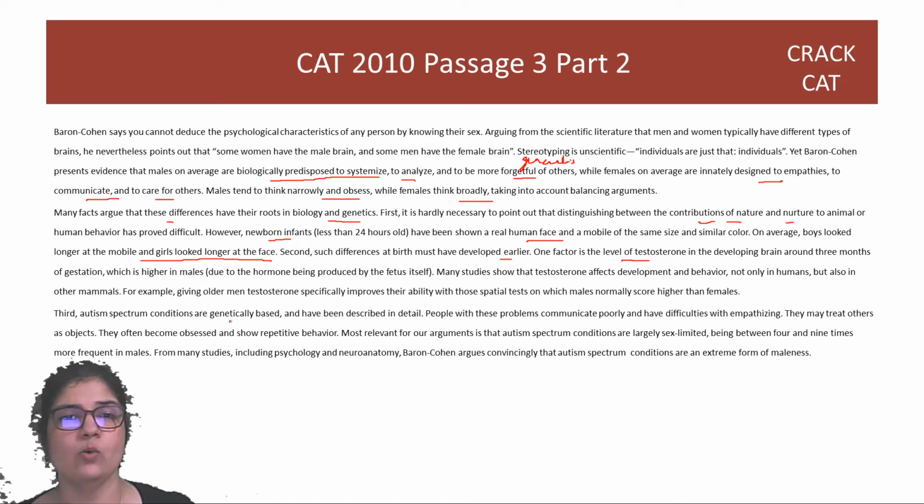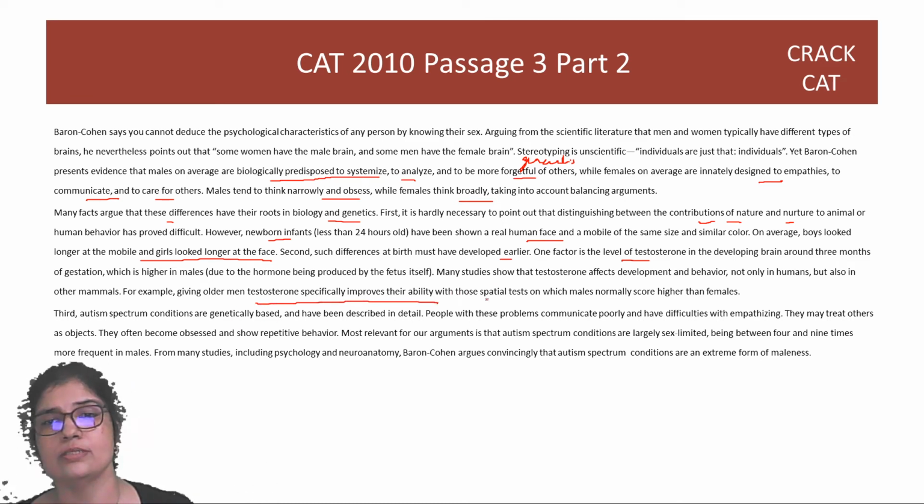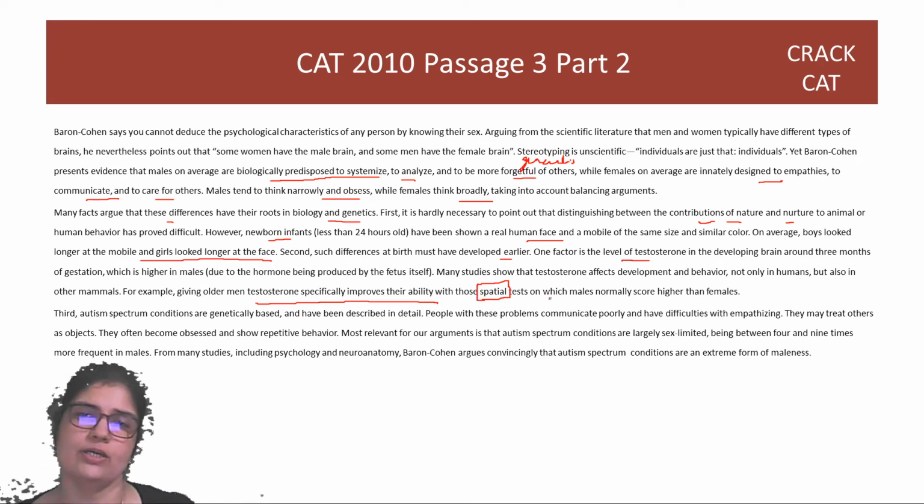For example, giving older men testosterone specifically improves their ability in those spatial tests designed to look at maps and locations, on which males normally score higher. So when you have testosterone, you have more male-like abilities.